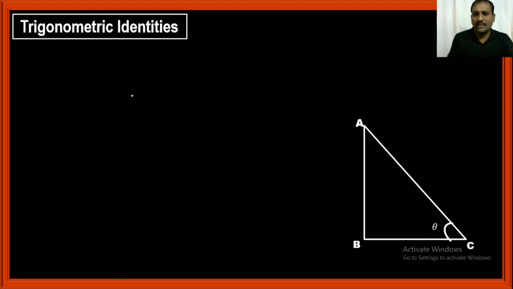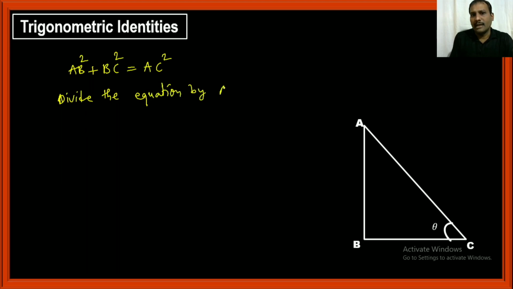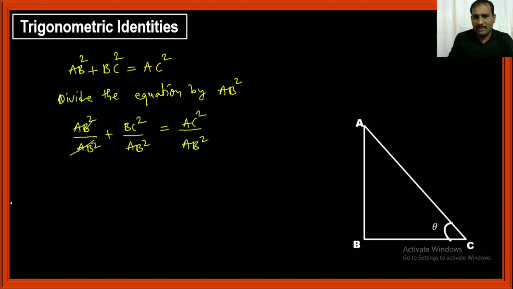Now we'll go with the third one. Again we'll take the same thing, AB square plus BC square is equal to AC square. Now with what do we have to divide to get the third identity? Yes, it is AB. So divide everything by AB square. So what will you get? AB square by AB square plus BC square by AB square is equal to AC square by AB square. So AB square gets cancelled here.